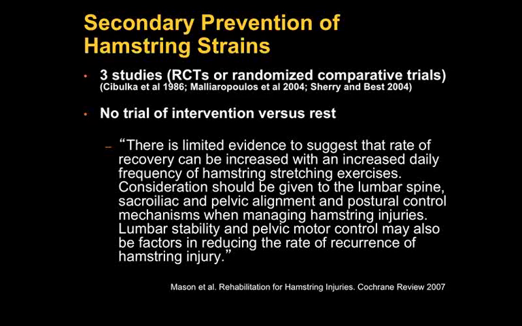Consideration should be given to the lumbar spine, sacroiliac, and pelvic alignment and postural control mechanisms when managing hamstrings injuries. Lumbar stability and pelvic motor control may be factors in reducing the rate of reoccurrence in hamstrings injury. Again, Mason's findings in this Cochrane review in 2007 echo what the findings were of my systematic review for groin strain injuries, looking at that postural control and the coordination between that and the groin, and in this particular case, coordination of that in the hamstrings.